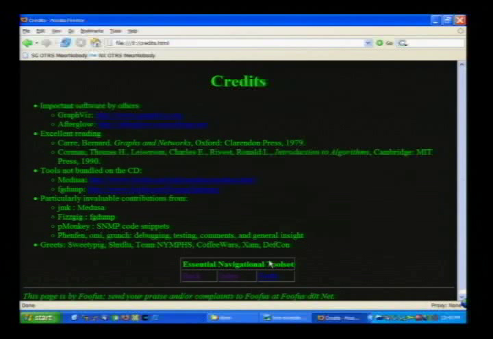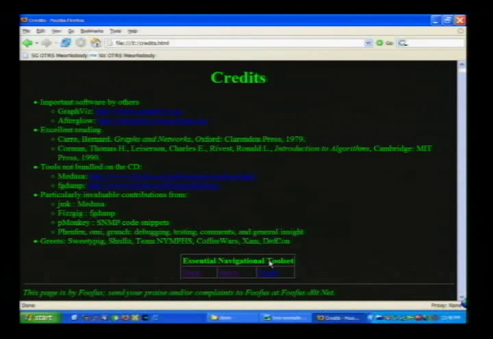All right, so some credits. I use GraphViz. I worship Afterglow. Here are 2 books that I would strongly recommend. The Graphs and Networks book is all you need to know about graph theory. The Algorithms book is a way of traversing those graphs. There's lots of good stuff in there. There are some tools that are not bundled on the CD. OWNR, Medusa, FGDump. Those are available from foofus.net.